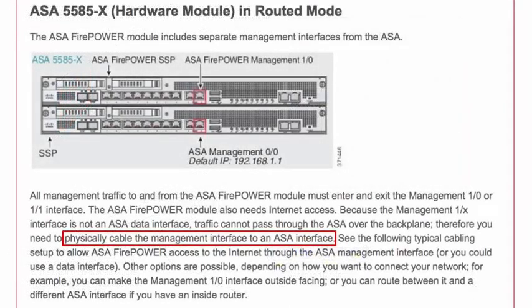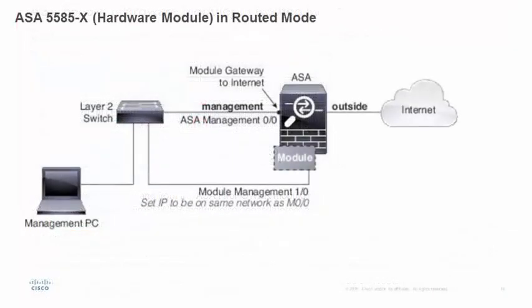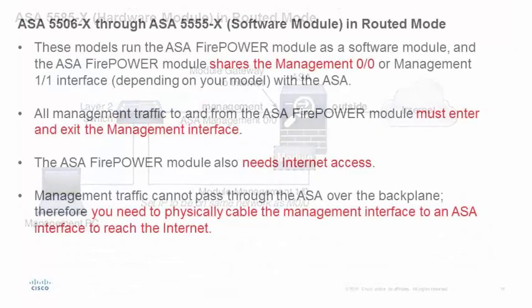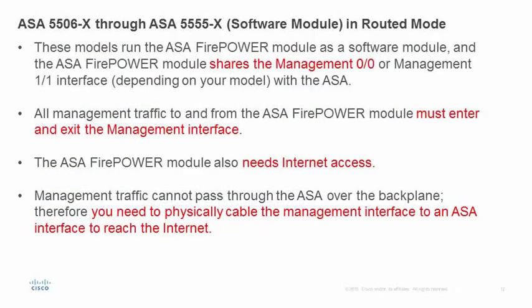So when we talk about firepower services for ASA, the firepower module, for instance, on a 5585 is a separate piece of hardware sitting in the top slot of the chassis. Important call out on this slide, you must physically cable the management interface to an ASA interface. They are separate management interfaces. This is an example in routed mode of how that would be done. We also have examples for transparent mode, which we'll show here in a moment.